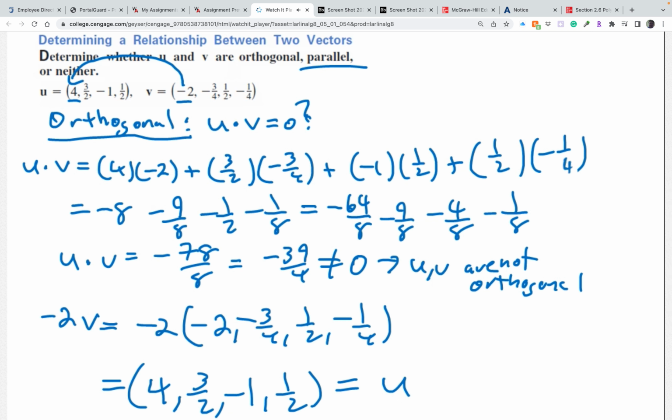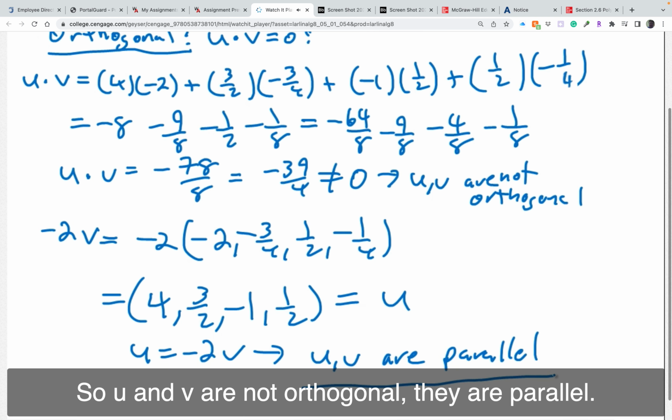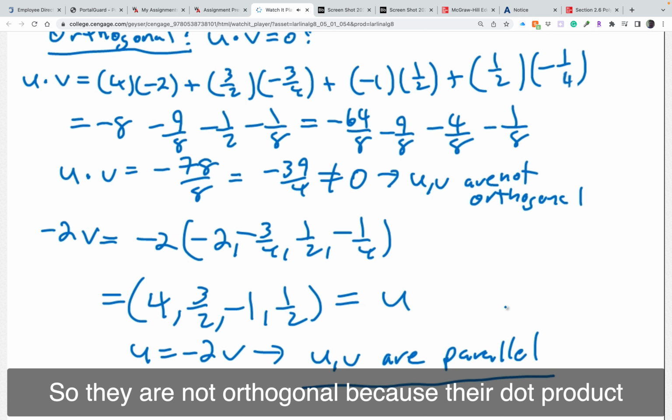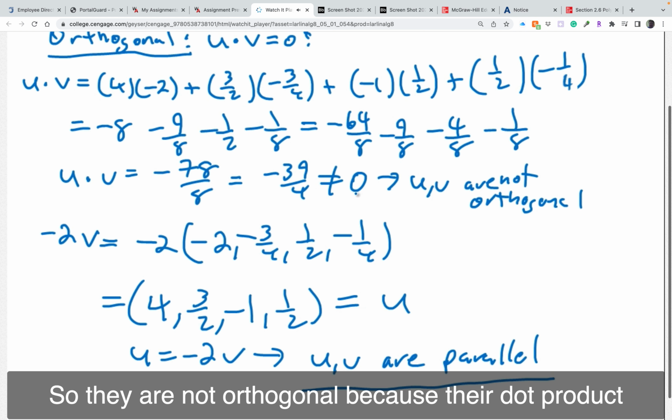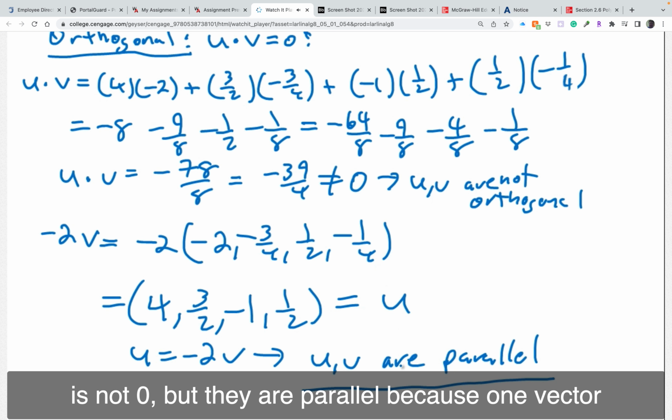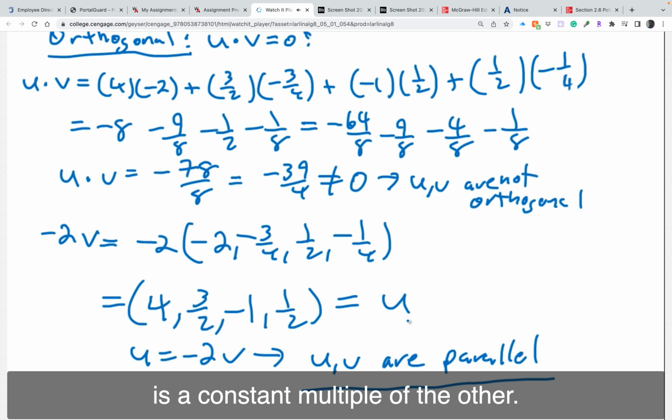So since u is a multiple of v, it's negative 2 times v, this tells us that u and v are going to be parallel. So u and v are not orthogonal, they're parallel. They're not orthogonal because their dot product is not 0, but they are parallel because one vector is a constant multiple of the other.